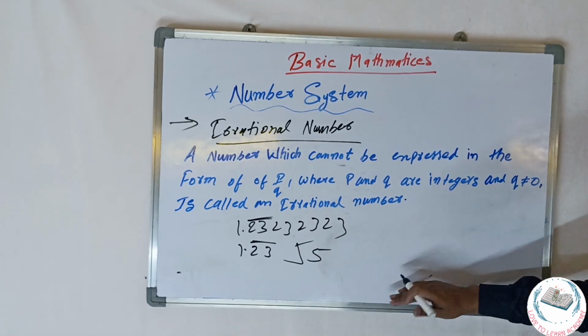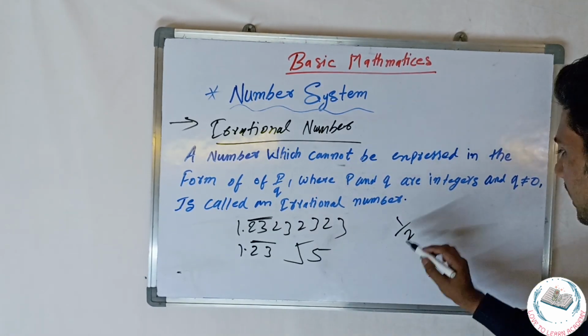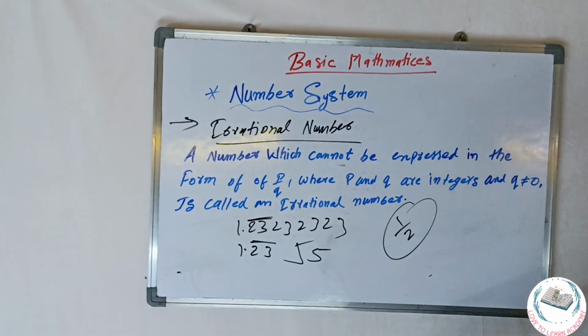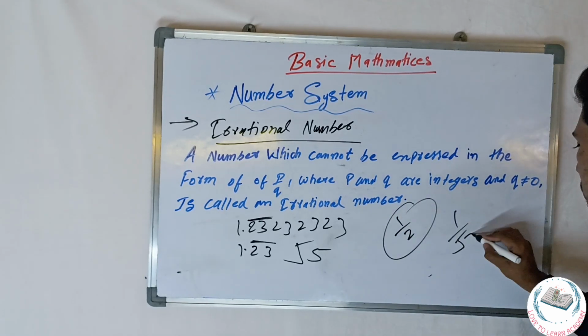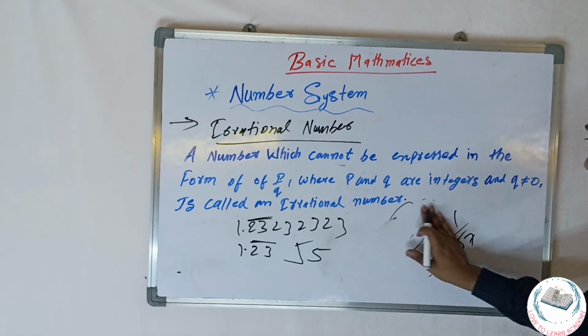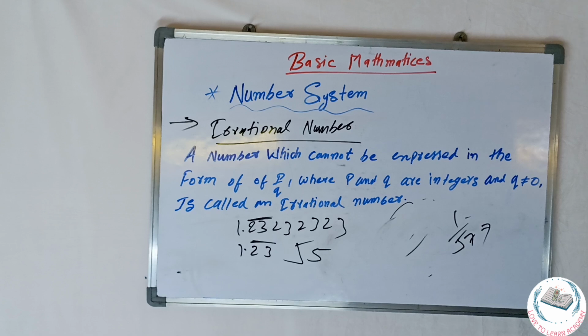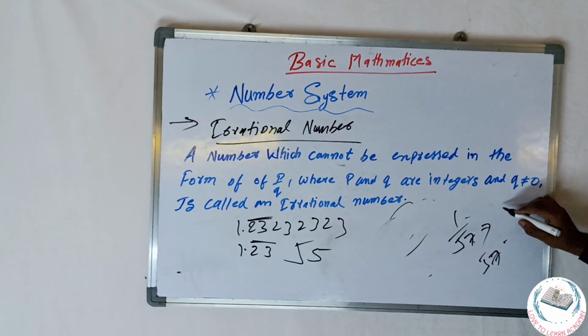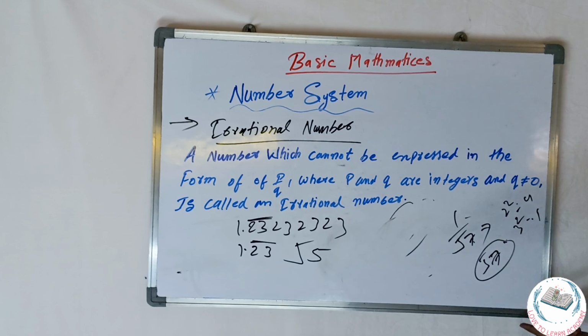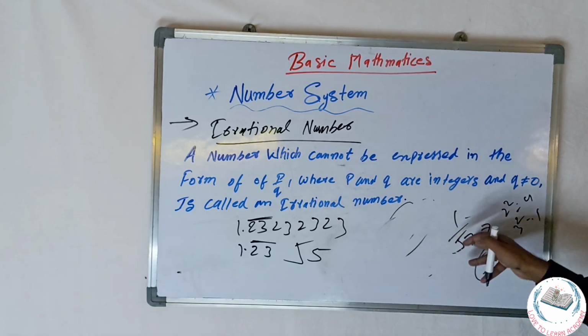And if I write 1 by 2, it's rational. Alright, if I write 1 by root 7, is it rational? Not. Is root 7 an integer? It's not. Why? Because it does not end. Can any integer square to 7? No, because 2 square is 4, 3 square is 9, then 7, no. So you can't say 1 by root 7 is rational. Root 7 is an irrational number. It's not a rational number.